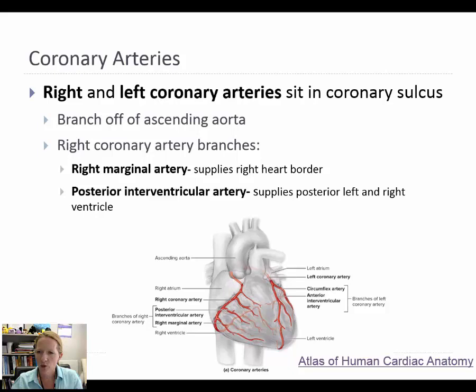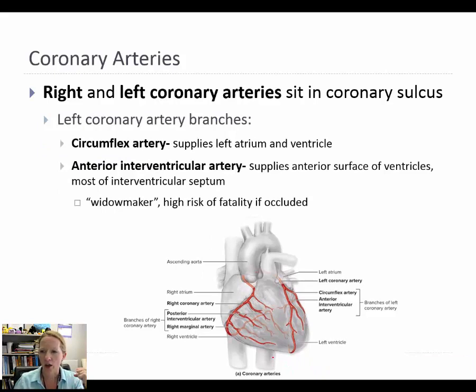And of course, you see that the right side has these branches coming off of it, and you don't have to worry about the different branches for lecture. You do have to know them for lab, and you don't have to worry about what branches supply what part of the heart either. But it's interesting to note and to look at the different coronary vessels. Let's take a look at the left side of the heart, and then we're going to come back to this website that I want to show you in a second.